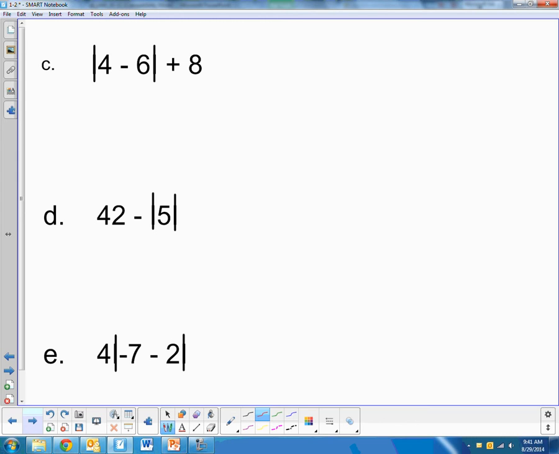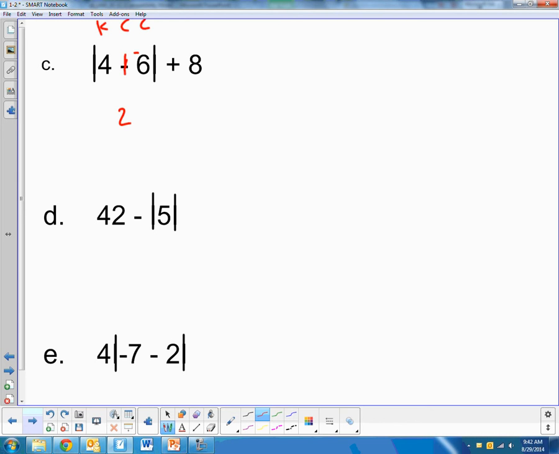So, first one. Again, we've got more than one thing in between the absolute value bars. We've got the absolute value of 4 minus 6. So before we can take the absolute value, we've got to figure out what 4 minus 6 is. So if I do my keep, change, 4 plus negative 6, and I'm going to get different signs again. So we find the difference. The difference of 4 and 6, 2. 6 minus 4 is 2.